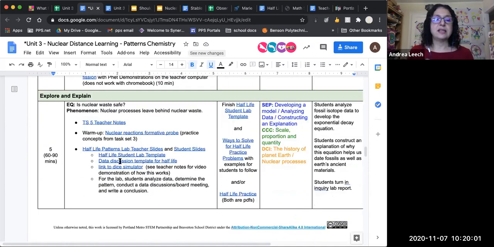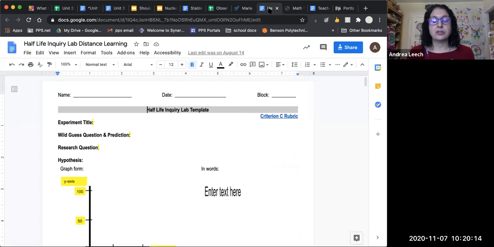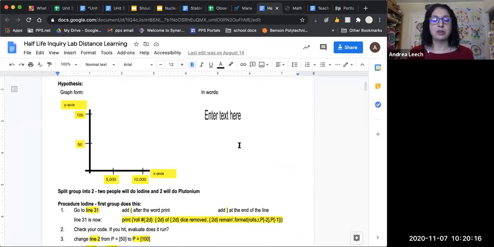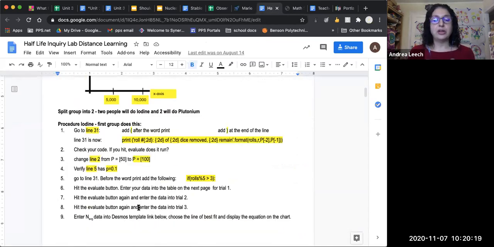All right, so the next thing is, is it safe, and how long before it becomes safe? And that's the half-life lab. So I'm going to show you the half-life lab. Here's the half-life lab template. It looks familiar, but when we get down to here, you're going to get to a site, and it's going to have you make these changes to the code. And all the changes to the code are highlighted in yellow, and I'll show you what those look like.